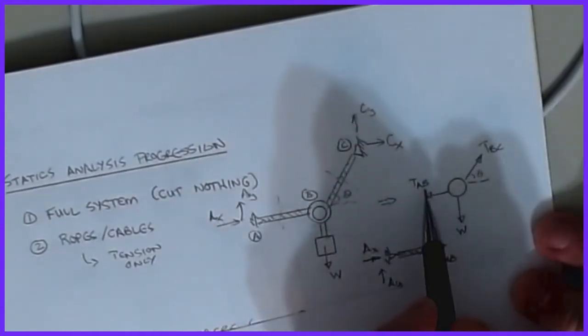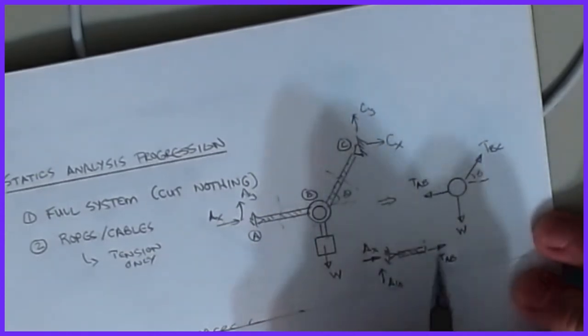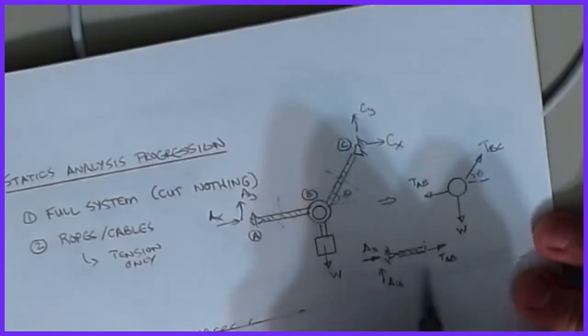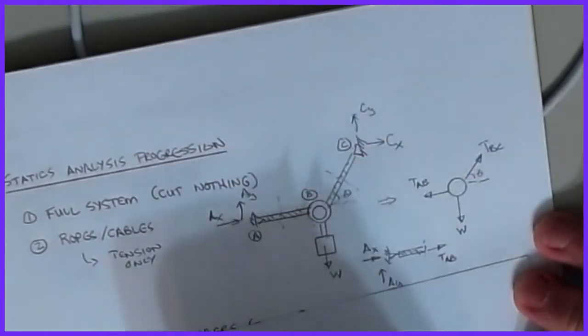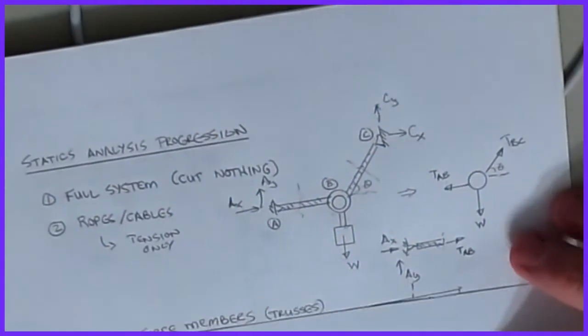Okay, so if I can find TAB, which you could do by doing sum of forces X and sum of forces Y, I can turn around and say, well, I know this TAB, and then I could do forces X and forces Y on this guy and pick off AX and AB, or an AY. Okay, so ropes and cables are a pretty valuable trick.